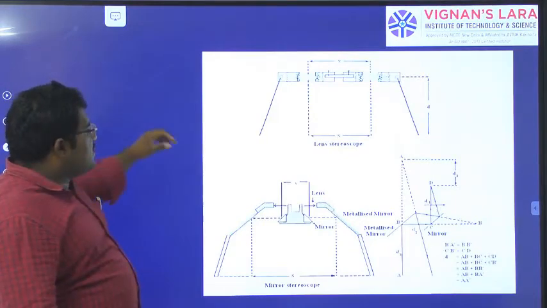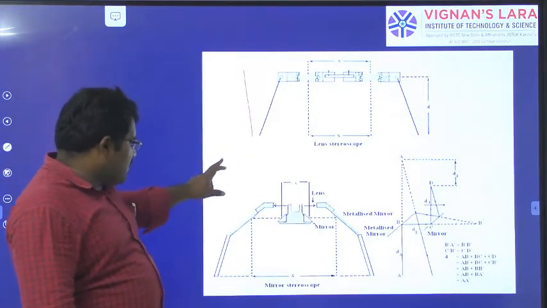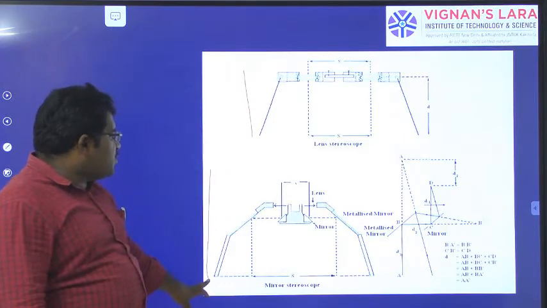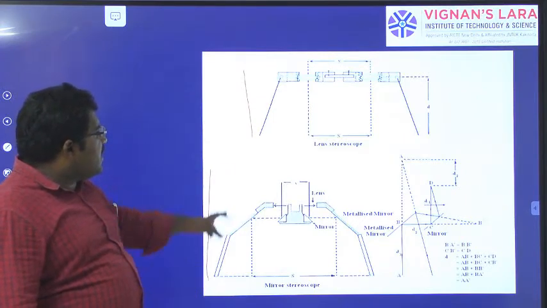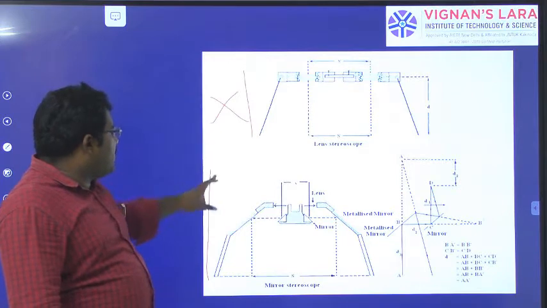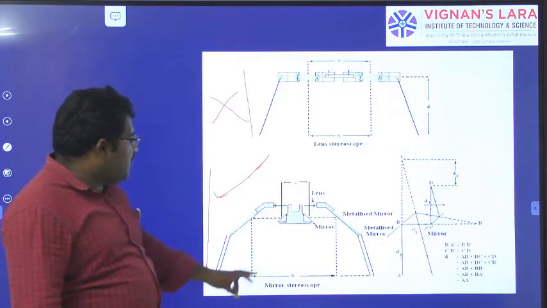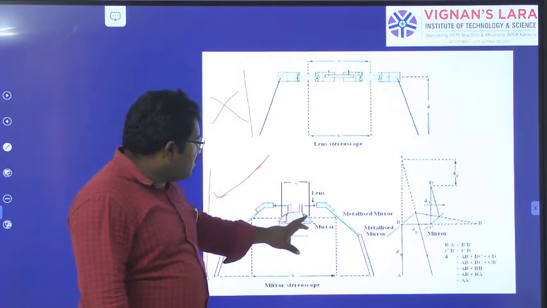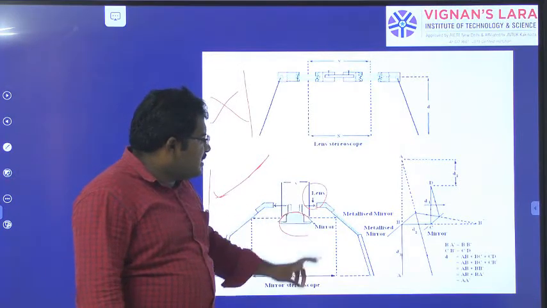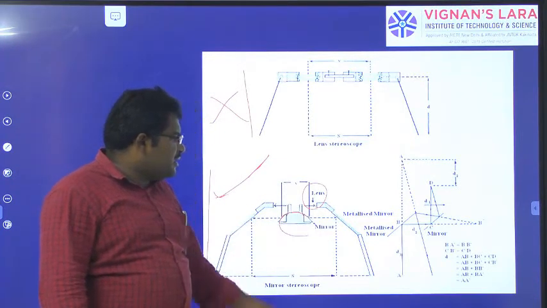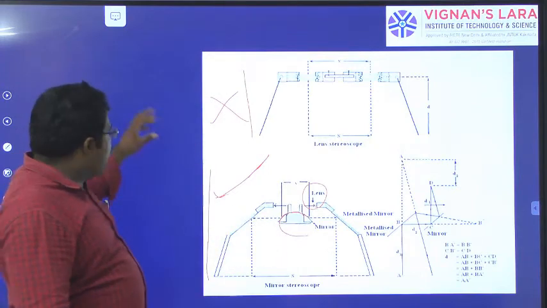So here you can see this is the lens stereoscope and we have the mirror stereoscope, right? The lens stereoscope is not at all recommended, and we are only using the mirror stereoscope, where we have a mirror with a lens here, right? So we have metallic mirrors and everything. Okay, so this may not be helpful for you.